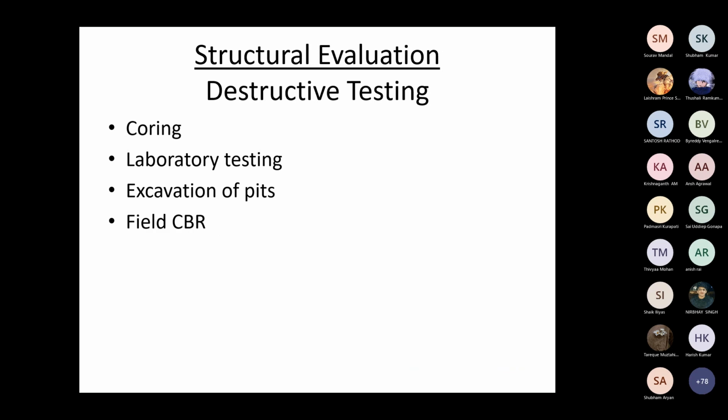First, structural evaluation. It can be found out by destructive or non-destructive testing. Destructive testing means you are disturbing the pavement surface, either by cutting a core or excavating a pit. Then you have to do laboratory testing, check the thickness of the layers and all, and you can also do field CBR.